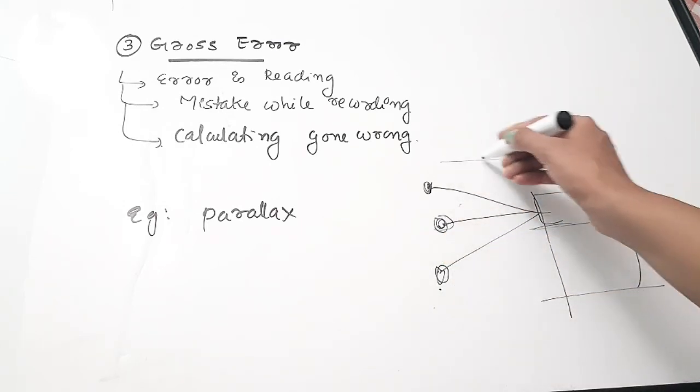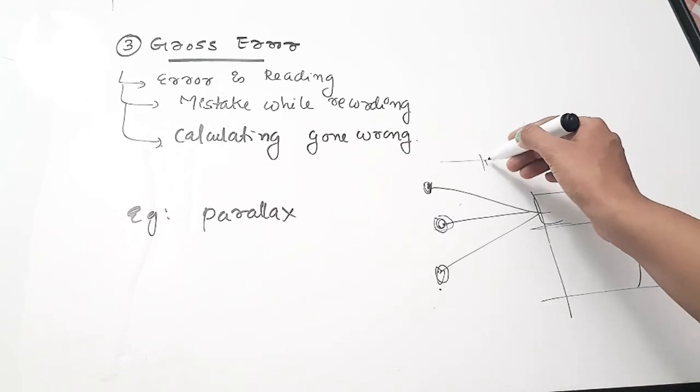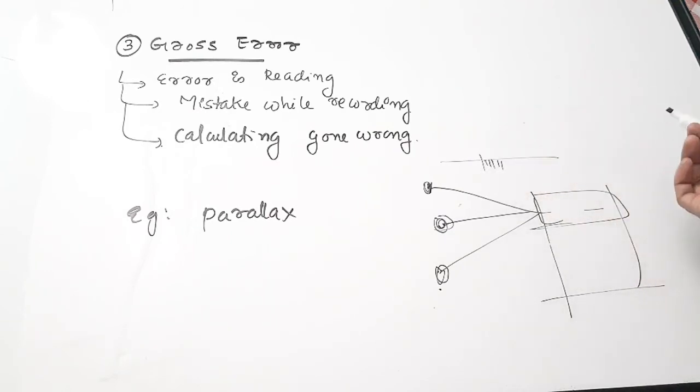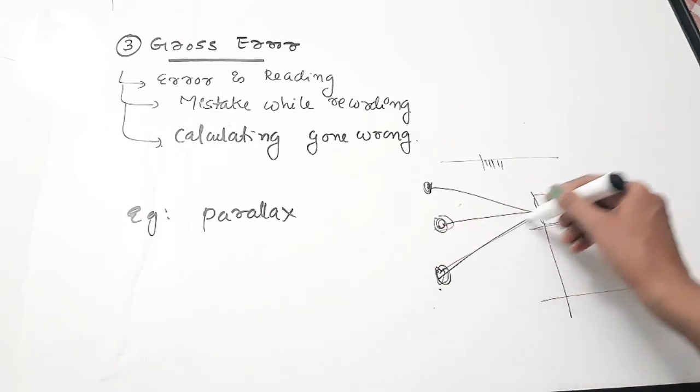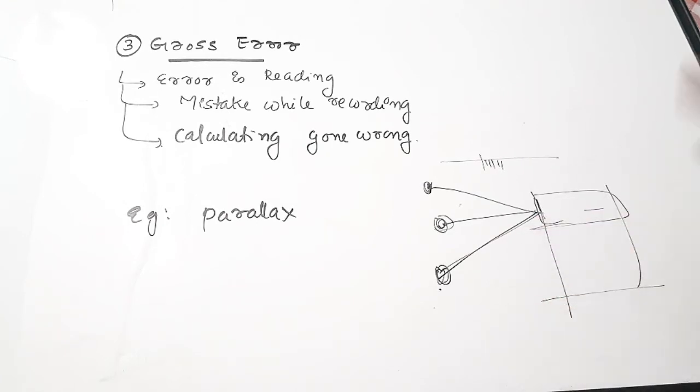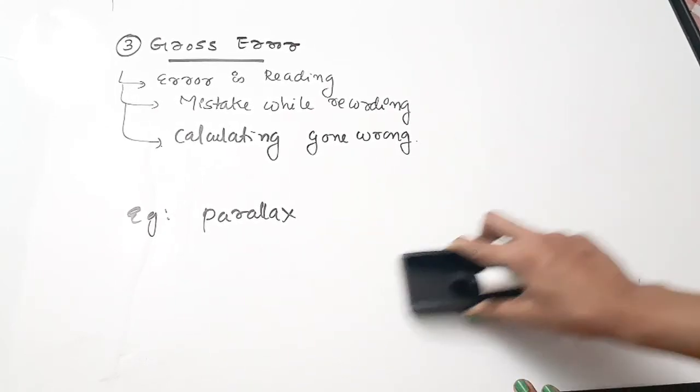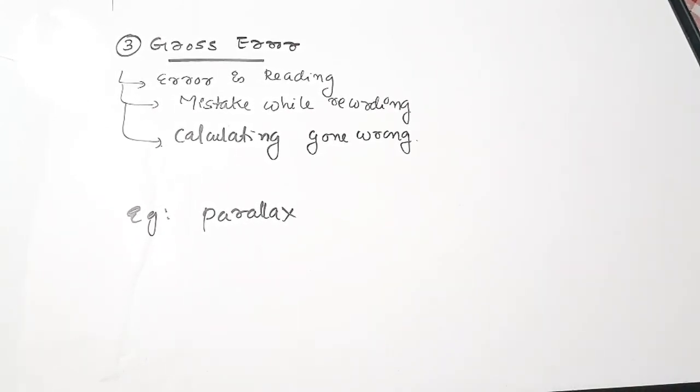Sometimes the values won't be given; you have to take the shorter measurements. When we shift the viewpoint and look from this angle, we'll get a different value. So these types of errors can happen. That is a parallax error, and that is nothing but a classification of gross error. So that is the third classification of errors, which is gross error. These are human errors, because the person who is taking the reading has done something wrong.